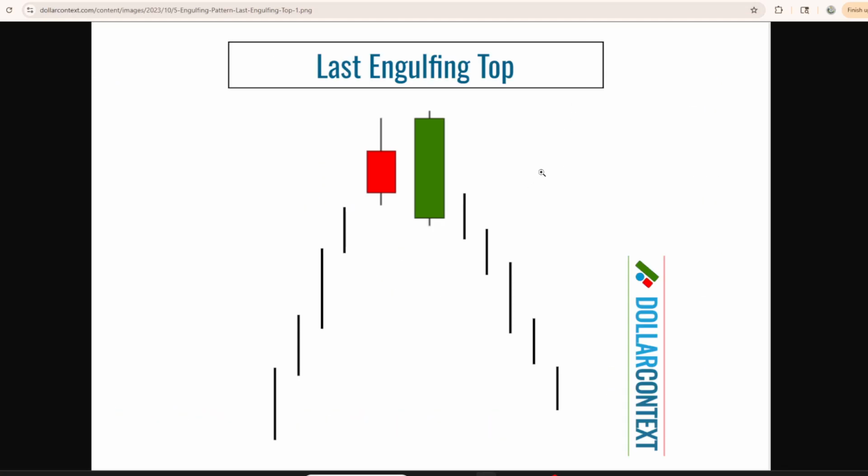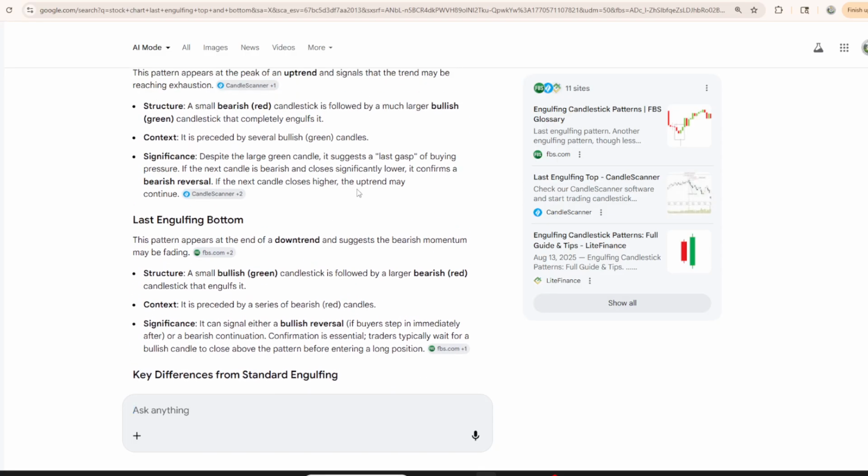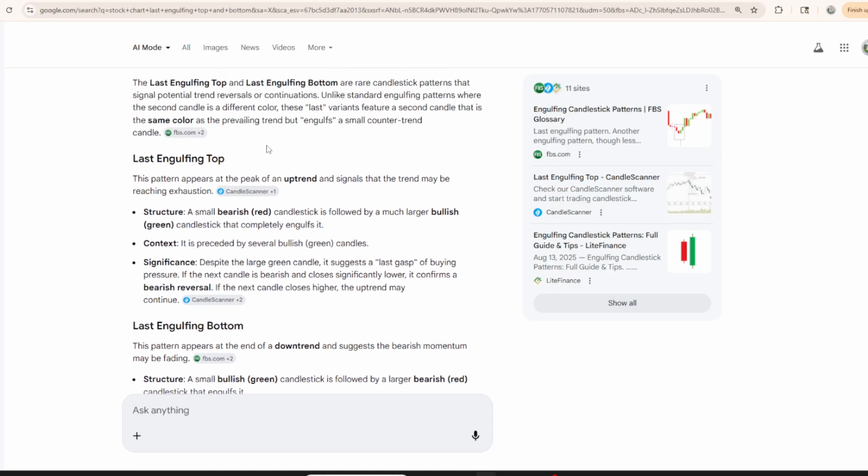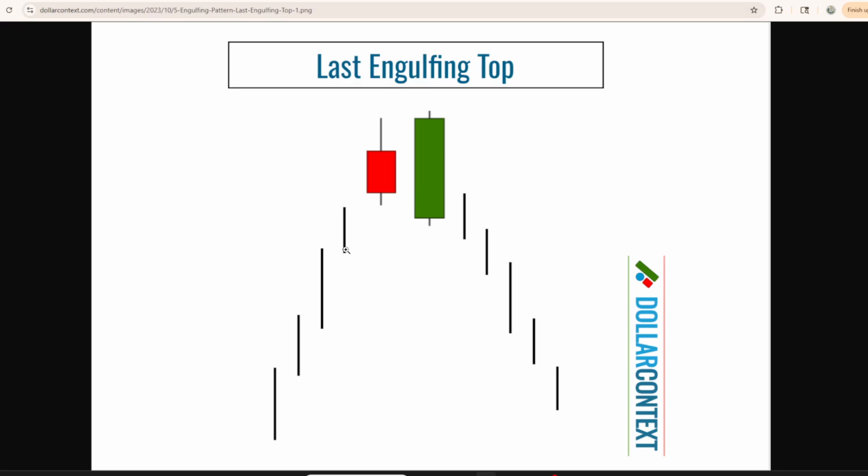You don't see it a lot, as it's mentioned here in the AI overview. It's a rare pattern. Unlike a standard engulfing, the second candle is the same color as the prevailing trend, and it engulfs a small counter-trend move. So there's been an overreaction, and the trend is turning down. So you have a last engulfing top and a last engulfing bottom.